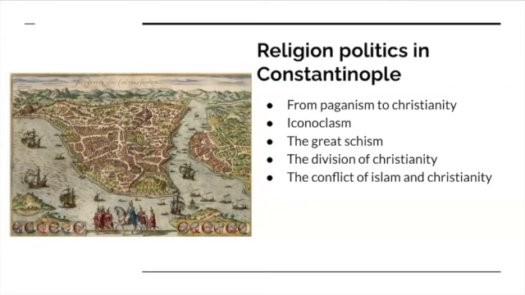One of the most important political conflicts came from religious politics. At first, the empire was pagan and they were worshipping the Roman gods. But after the increase in Christianity, the empire eventually accepted Christianity as its religion.